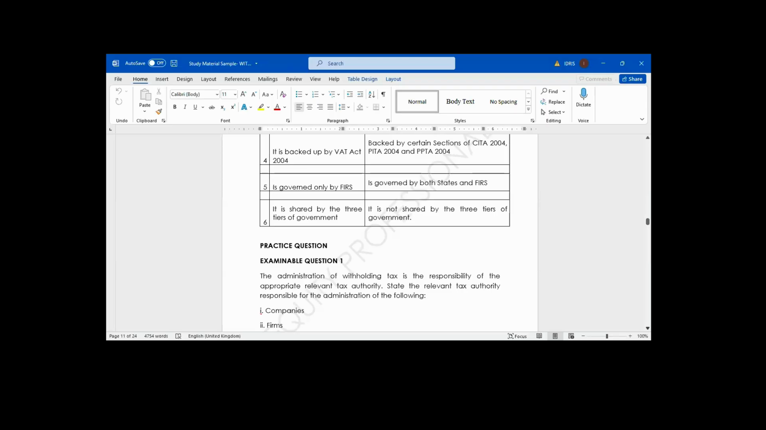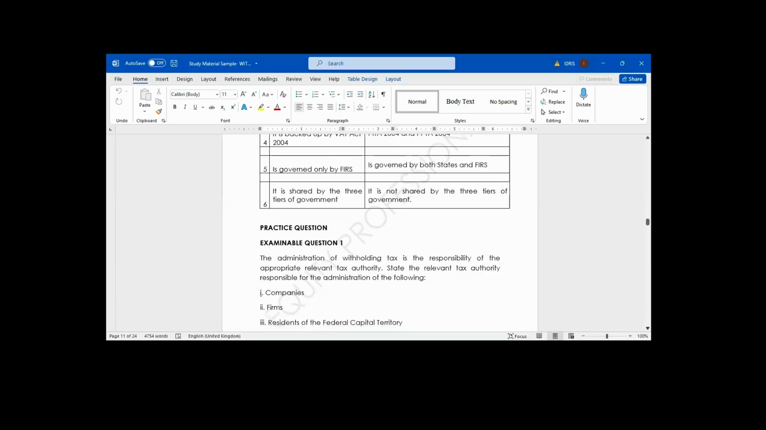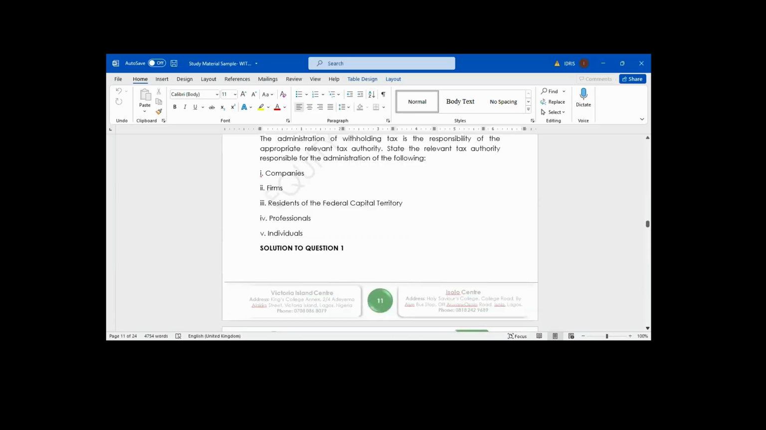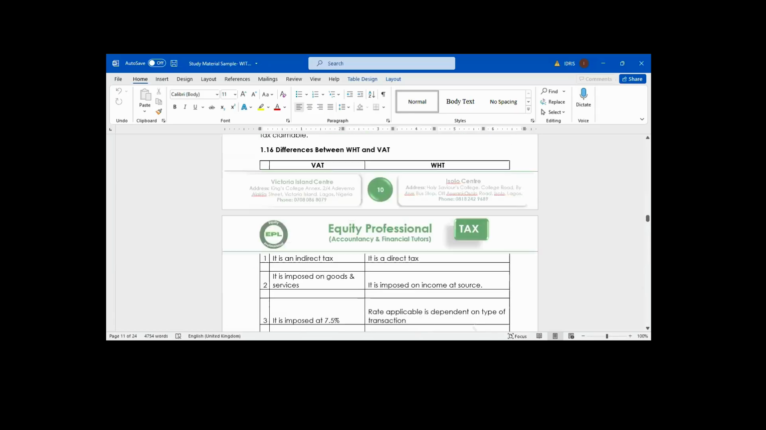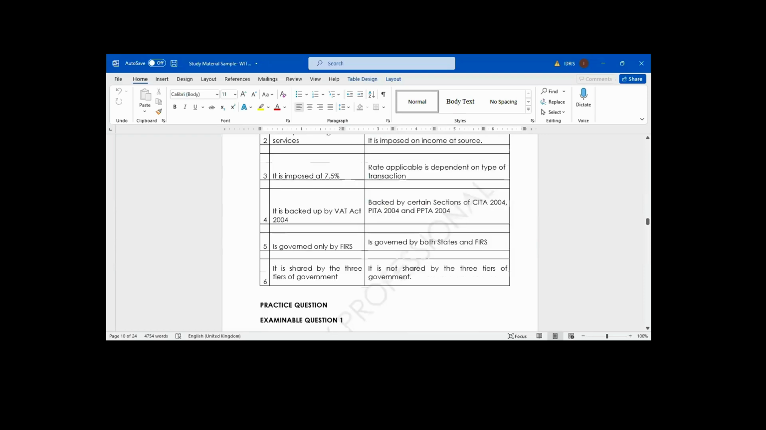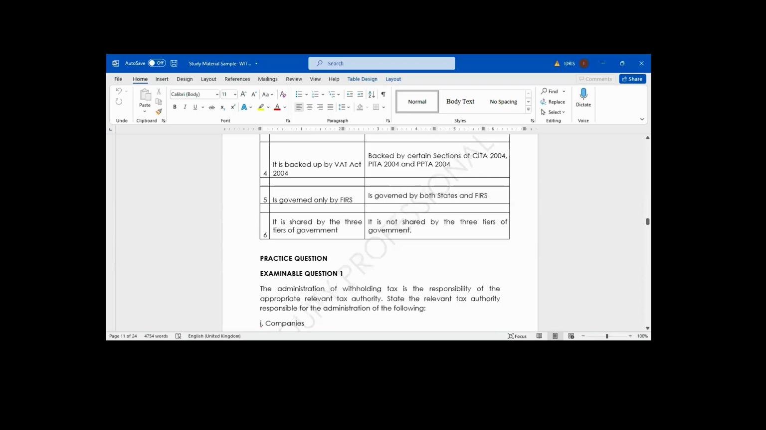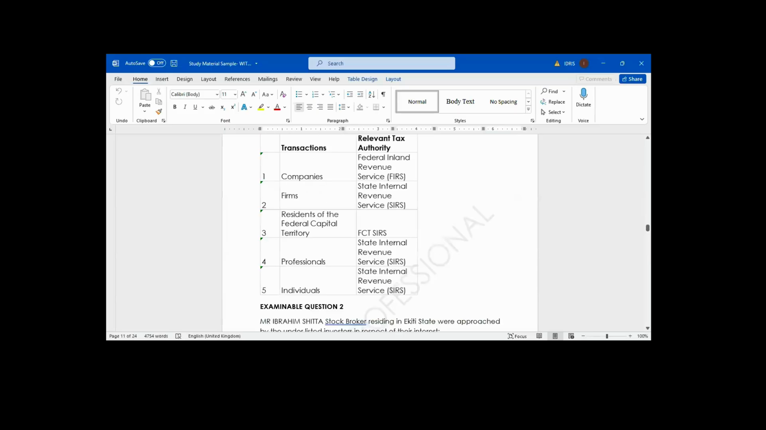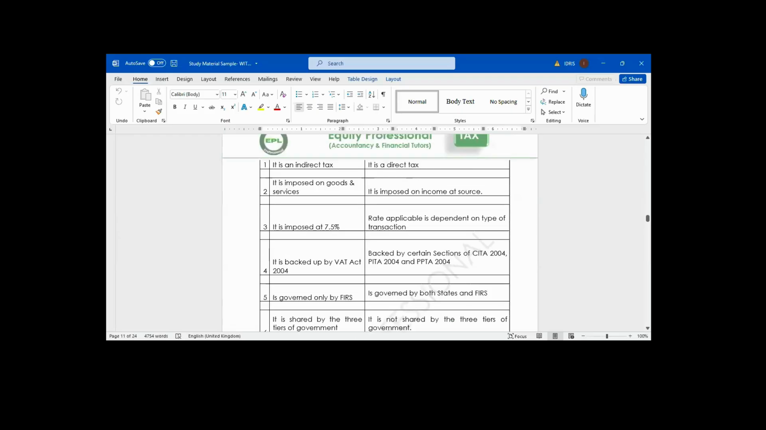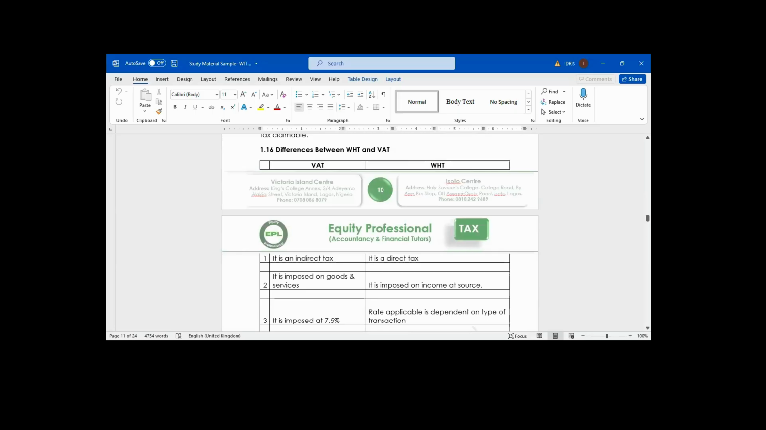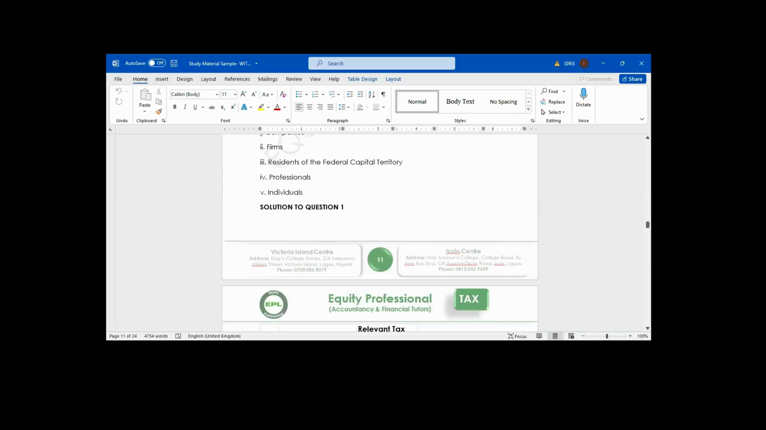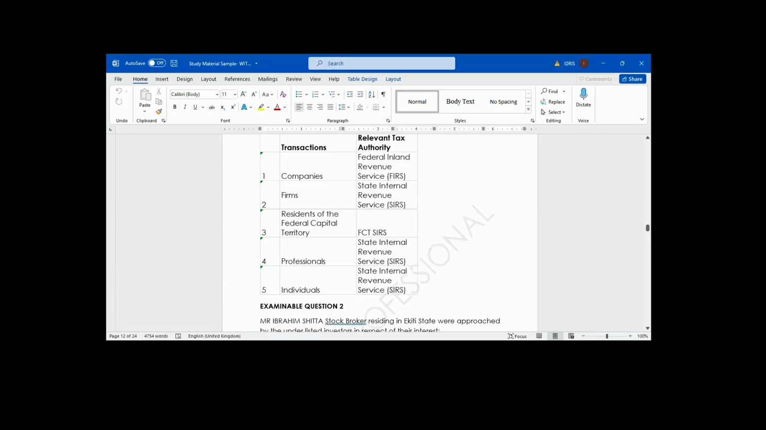Value-added tax is shared by the three tiers of government, while withholding tax is not shared by the three tiers of government. So this is the difference between value-added tax and withholding tax. This is what we need to know on withholding tax.